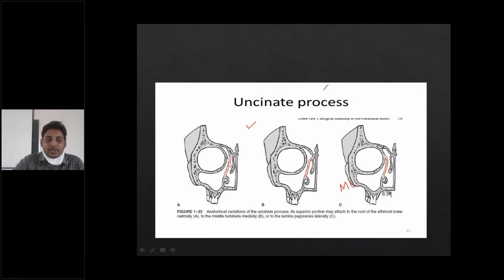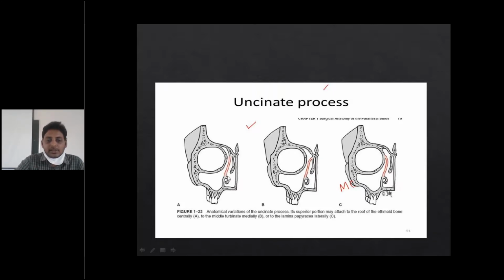Depending upon the attachment of this uncinate process to various structures, the drainage of the frontal sinus depends. Usually the frontal sinus ostium will be present in the anterior part of the floor of the frontal sinus, and through this ostium the frontal recess comes, and the drainage of the frontal sinus will be occurring.